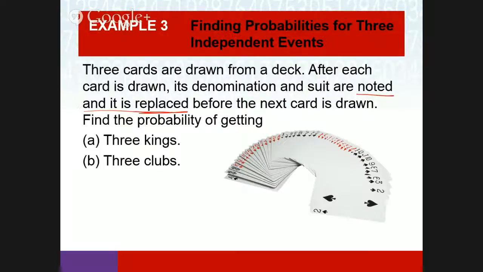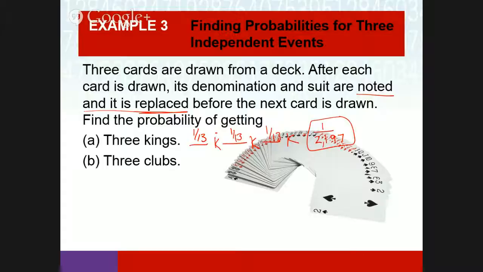So what's the probability of getting 3 kings? King, king, king. What's the probability of the first king? 1/13 if I reduce it. What's the probability of the second one being a king? 1/13, or 4 out of 52. And the third one being a king? 1/13. So 1/13 times 1/13 times 1/13 is 1 over 2,196.